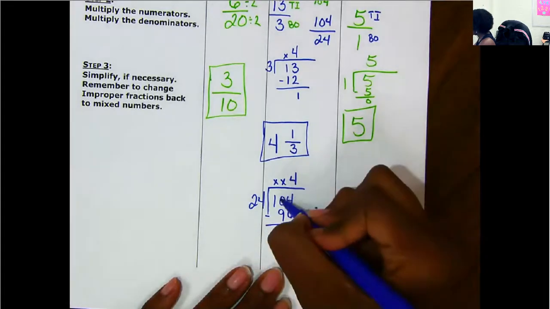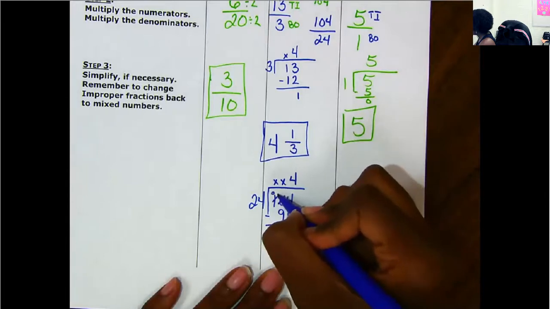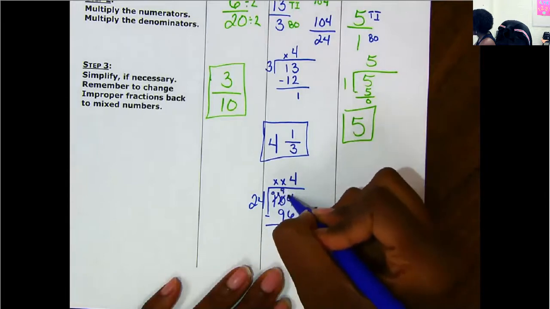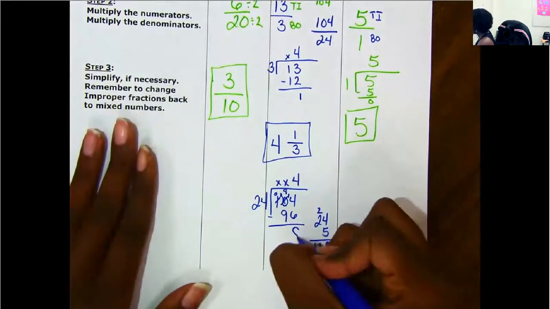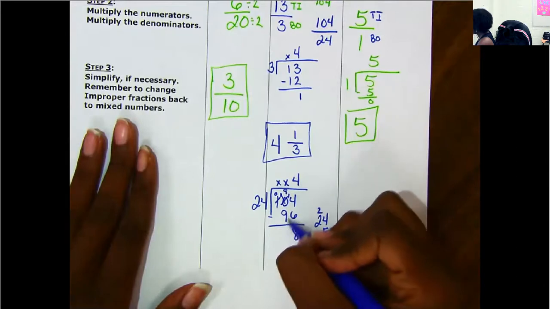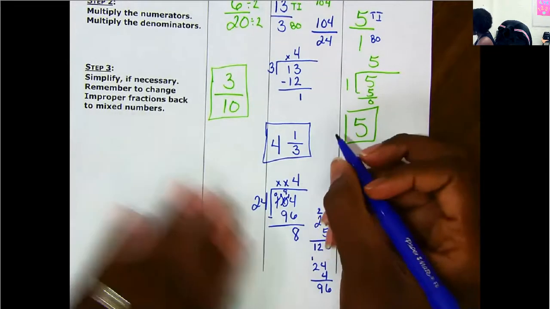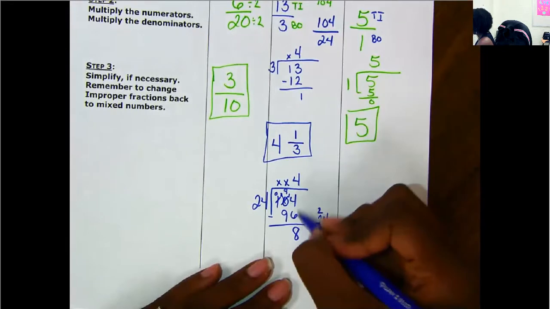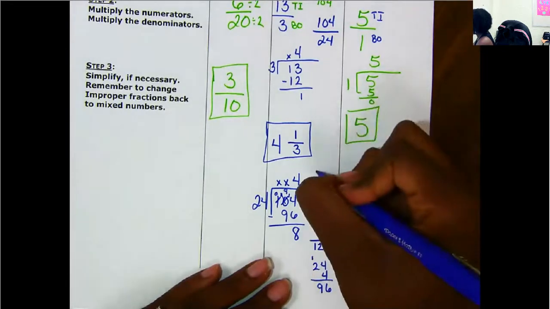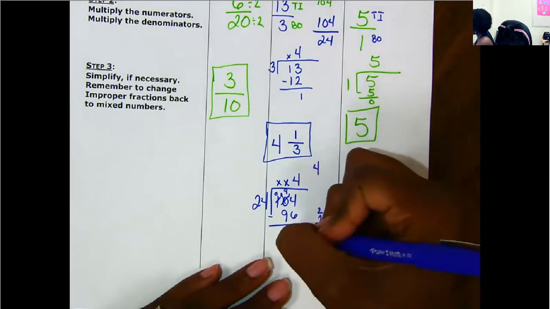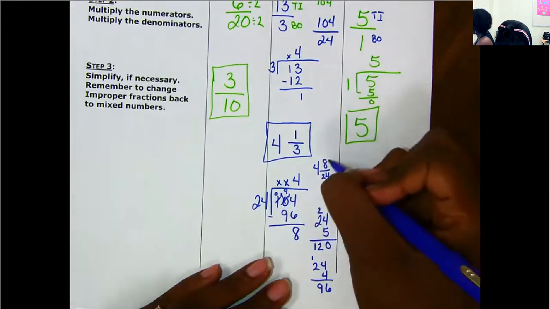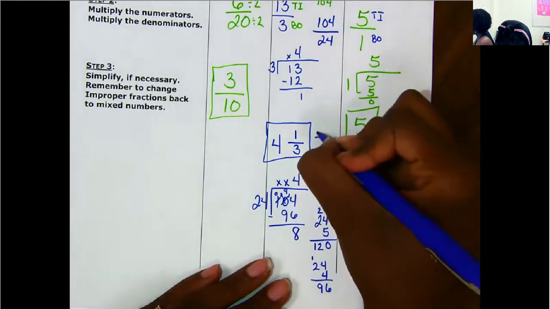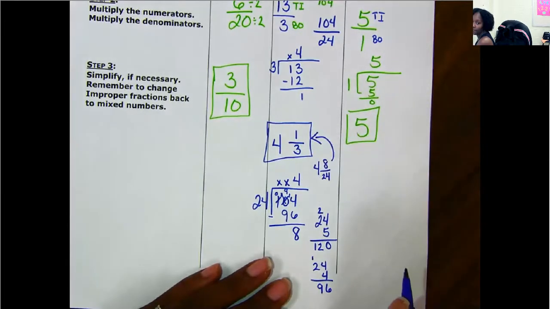I need to borrow. 9 from 9 leaves nothing. So I have 8 left over. We do not put a decimal. So I'm going to put 4 and 8/24. And you may realize that this can be simplified to the answer that we originally got.